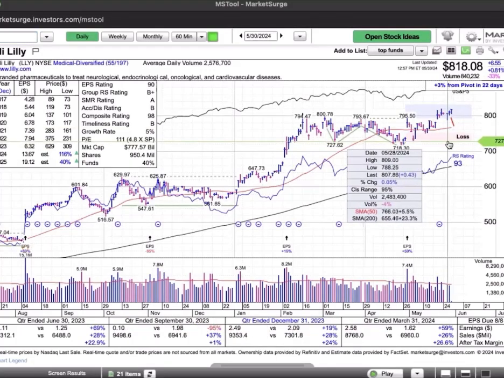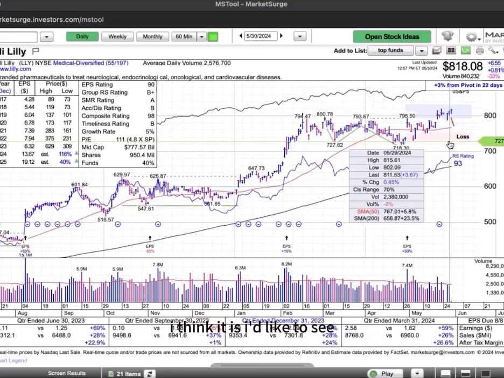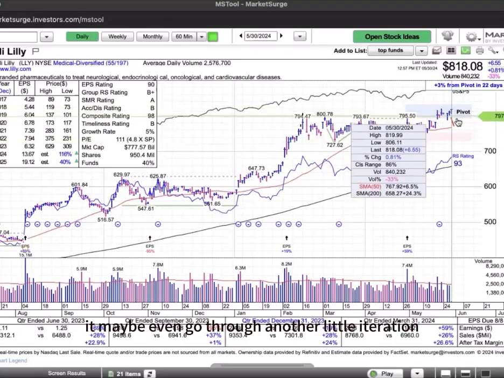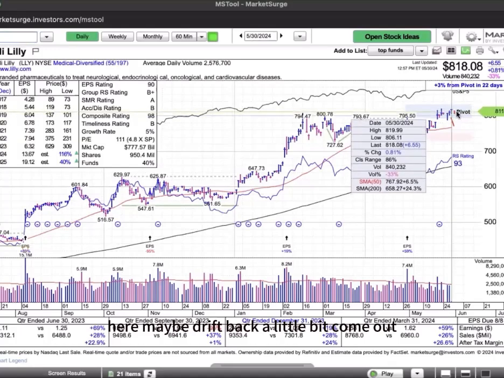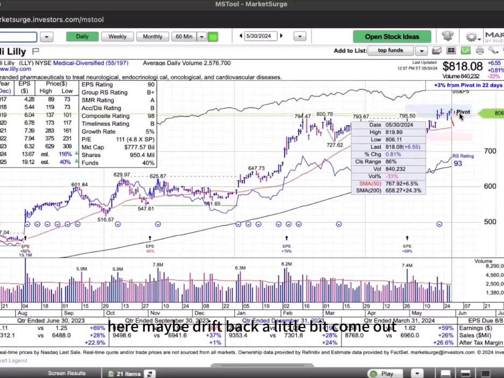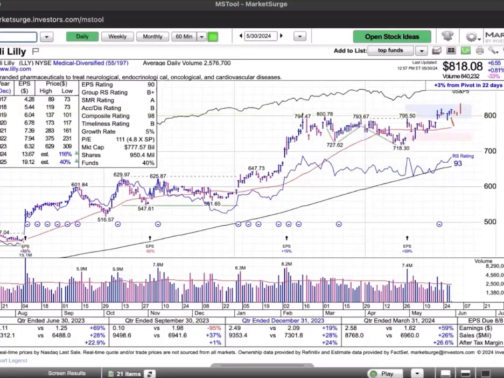It's tight enough. Is it acceptable? Yeah, I think it is. I'd like to see it maybe go through another little iteration here. Maybe you drift back a little bit and come out. But if you want to get on board the name, yeah, I think yesterday was the spot to start the position.